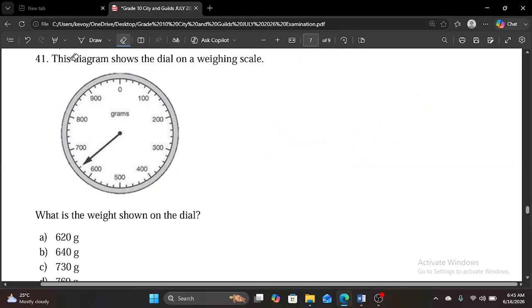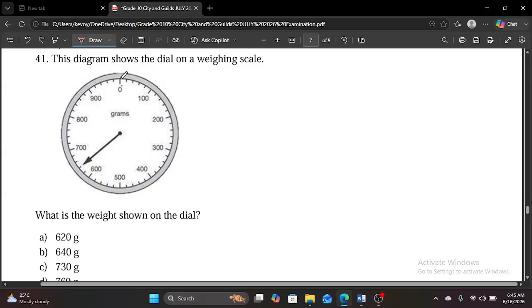This diagram shows a dial and a weighing scale. It asks us to find what is the weight shown on the dial. The first thing you have to do is count the lines. Moving from 0 to this dial right here, you have to move one time. So we count: 1, 2, 3, 4, 5.